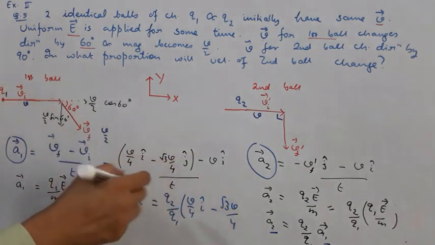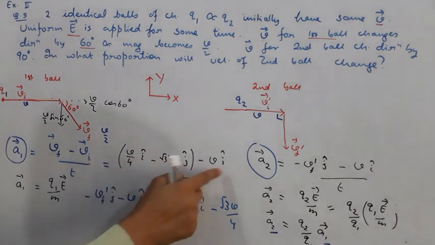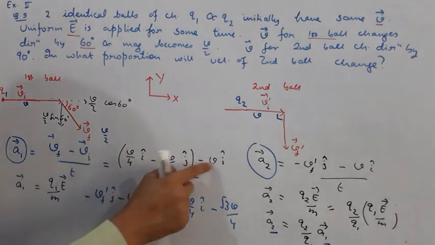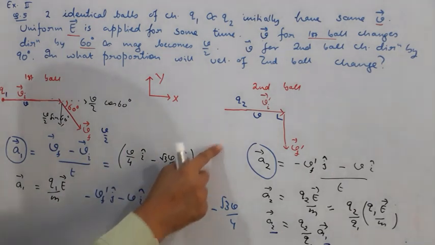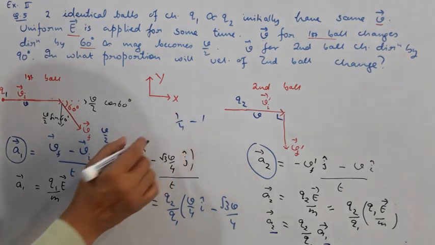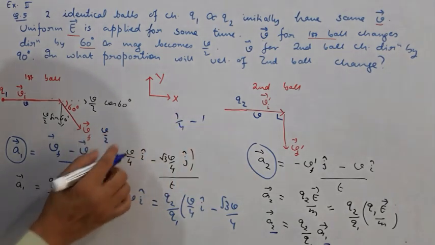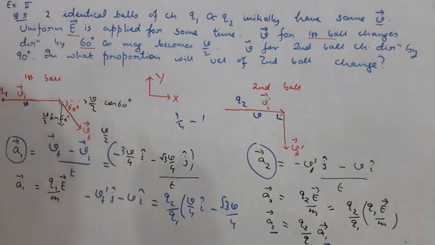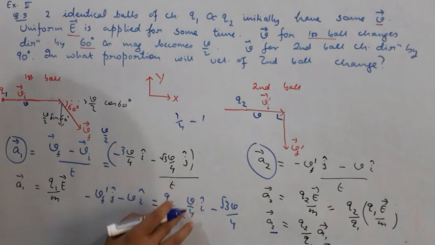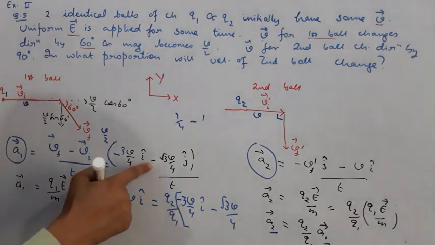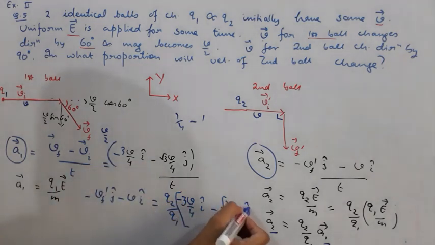Oh, I have not simplified it, no? These two i caps we should put together. This is v by 4 minus v. So how much will we get? 1 by 4 minus 1, that is minus 3 by 4. Minus 3 by 4 v i cap. So I should rectify here. This is for a2 and this is for a1. Instead of v by 4 I should write minus 3 v by 4 i cap and this minus root 3 by 4 v j cap.